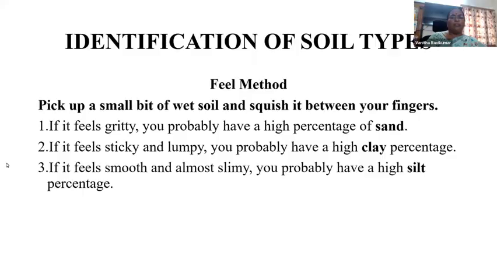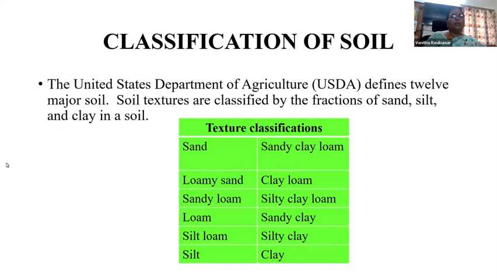A small bit of wet soil is squeezed between the fingers. If it feels gritty, it is sand. Sticky means clay, and smooth means the silt percentage is high. The USDA, the United States Department of Agriculture, has defined 12 types of textures in soil.